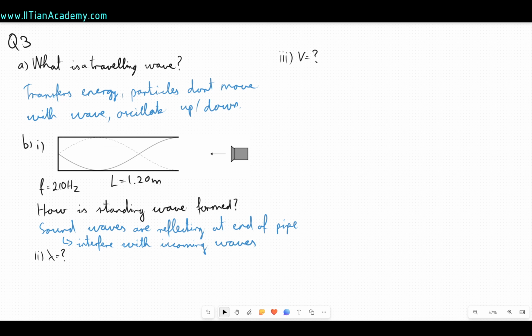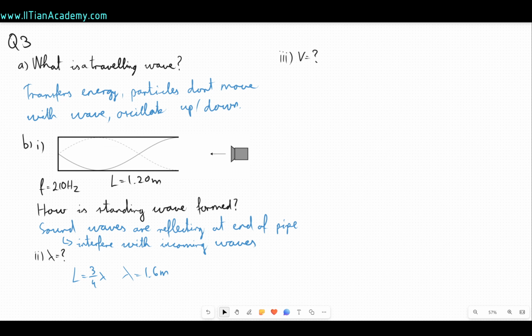And then in part 2, we need to determine the wavelength of the sound. What we see here is that they have already drawn the wave for us. There's 3/4 of a wavelength. We would draw one more fourth and we would have a complete wavelength. So we can say that L is equal to 3/4 lambda. We can rearrange for lambda. As we know, the length is 1.2 meters, so lambda will be 1.6 meters.